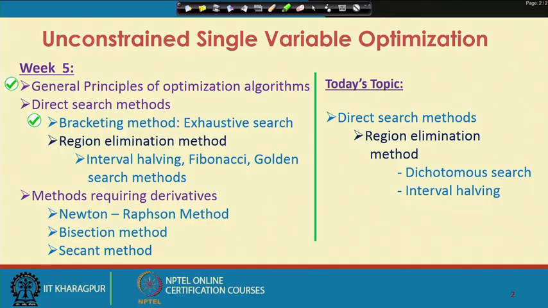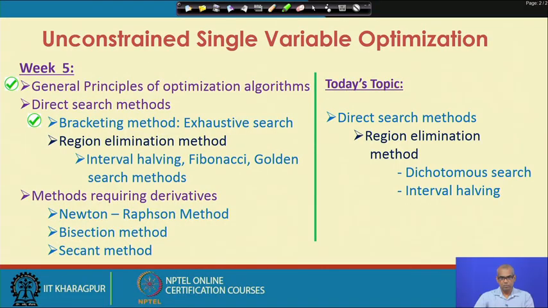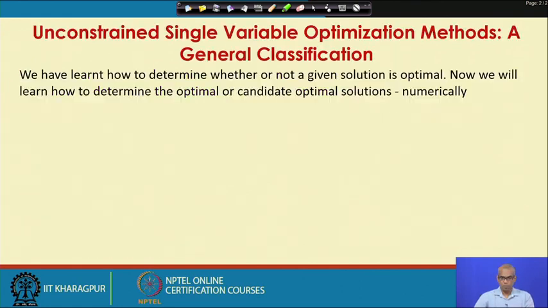So, this was our agenda in week 5, and today's topic will be dichotomous search and interval halving that come under region elimination method.